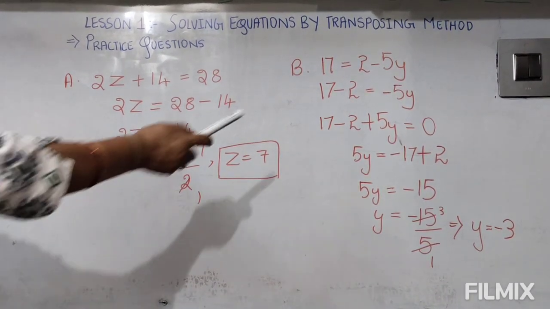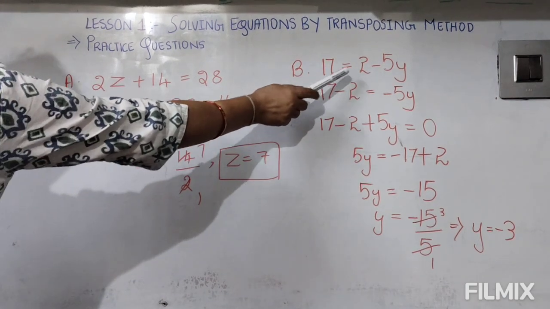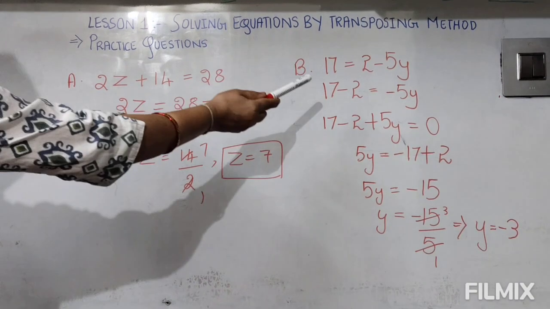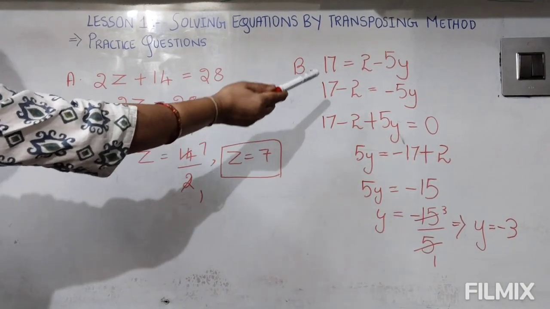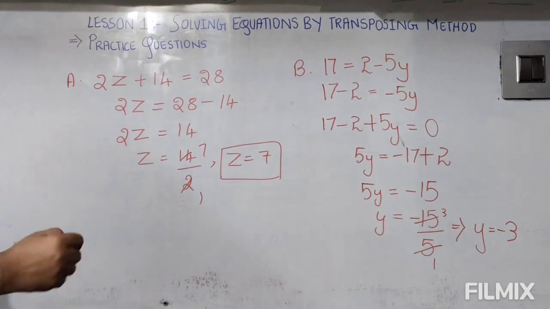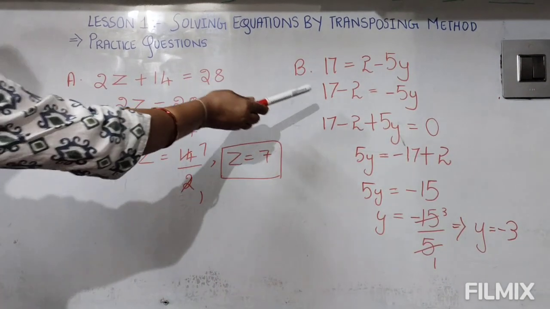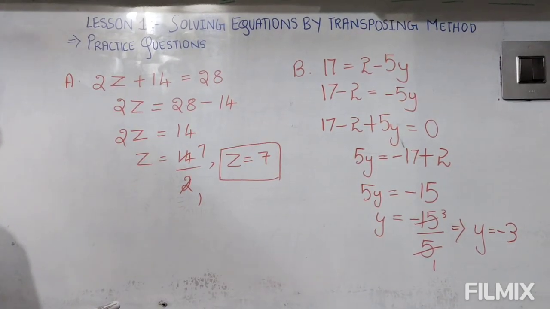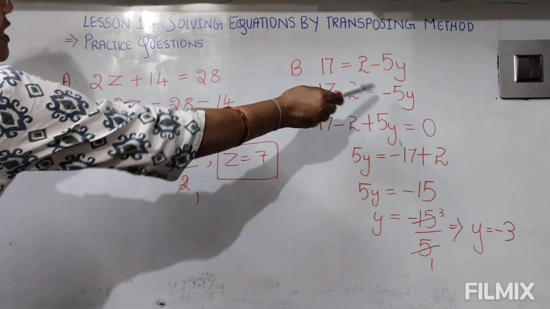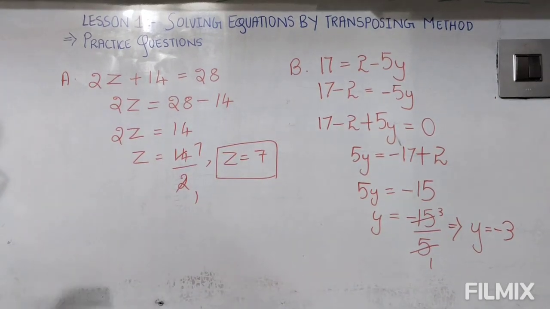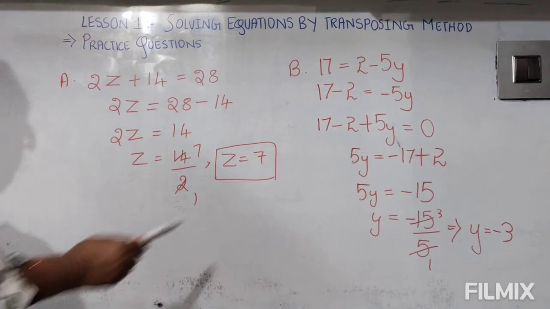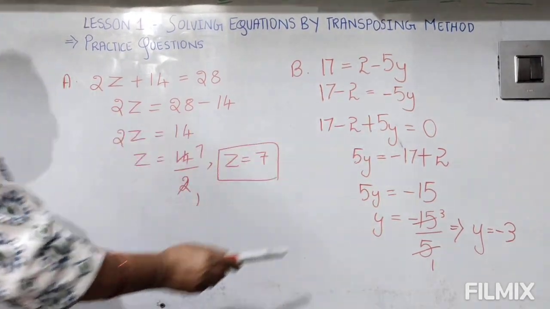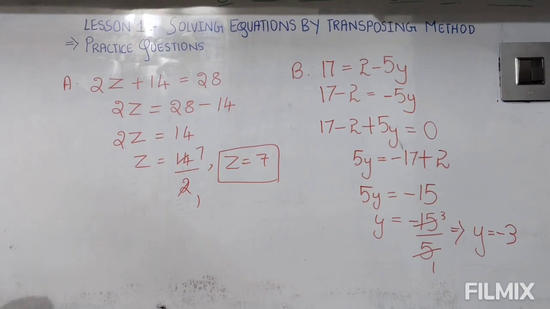Look at one more example here. 17 is equal to 2 minus 5y. I am bringing that 2 from right hand side to left hand side. That is transposing. 17 minus 2 is equal to minus 5. So to bring the variable positive, I am shifting this minus 5y towards the left hand side. I mean transposing.